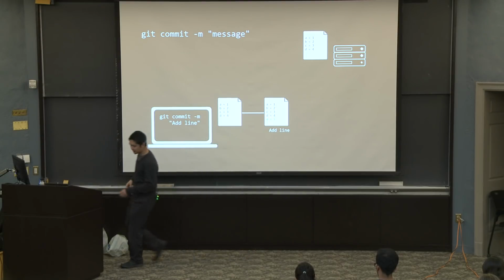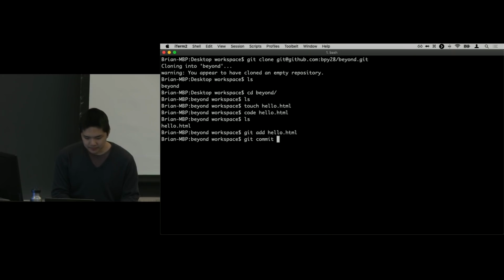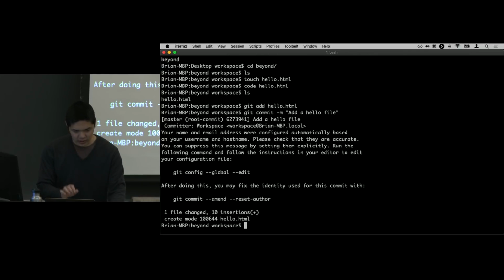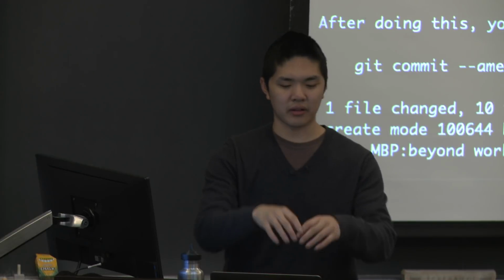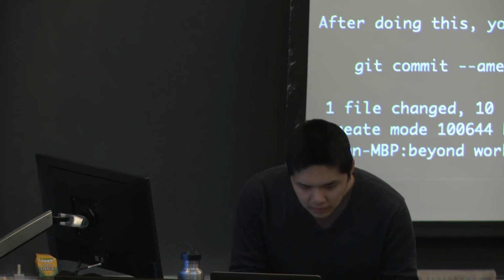We'll go ahead and give that a try. I'll type git commit -m, and I'll just say add a hello file. This is what I did in this particular commit. I'll press return. Your name and email address were configured automatically. Yeah, that's fine. I haven't yet set up my name and email address on this particular computer, and that's something that you'll probably need to do the first time that you start working with Git.